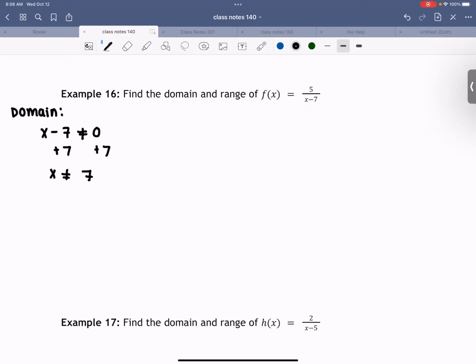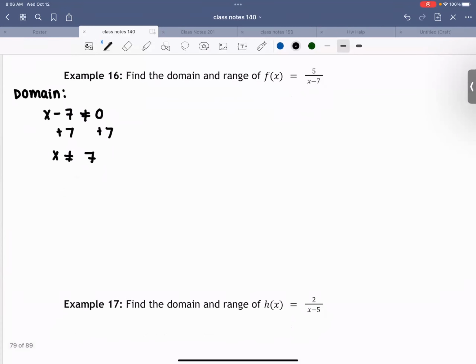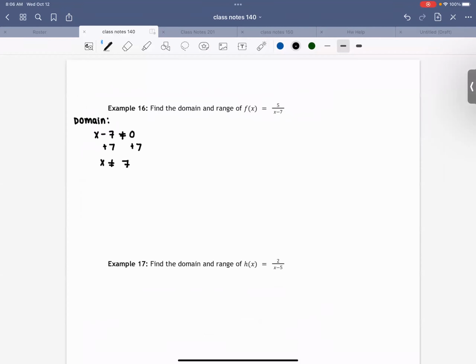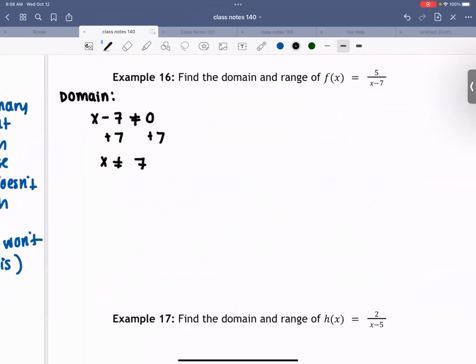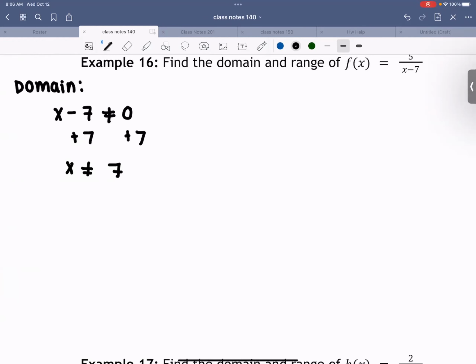What this means is everything else in the domain works, but 7. Okay. Anyone remember how to write this in set builder notation? Using our brackets and parentheses. Yeah, something that looks like this from our last page, right? Anyone can kind of see how we can translate the last example to set builder notation in this example? Perfect. -infinity to 7 and 7 to infinity.